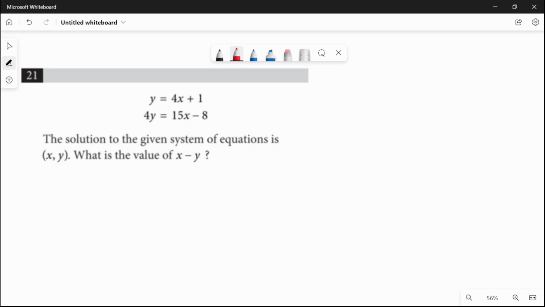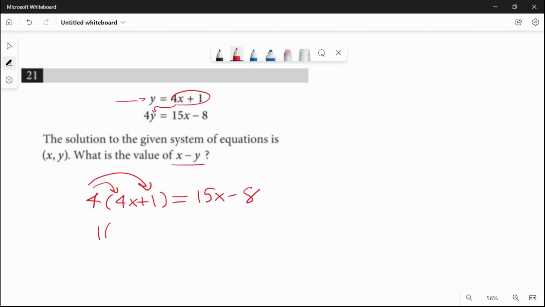Question number 21. The solution to the given system of equations is x and y. What is the value of x minus y? So here, I think the best way is substituting the value of y into the second equation given. So we will have 4 multiplied by 4x plus 1 is equal to 15x minus 8. And then we'll multiply 4 with what's inside the brackets. So we will have 16x plus 4, and that's equal to 15x minus 8.